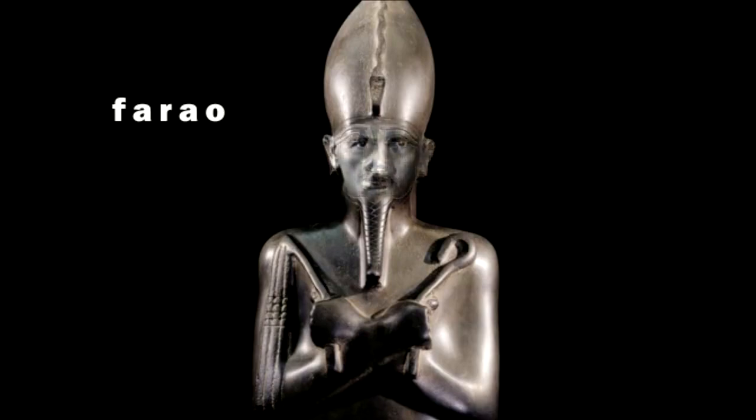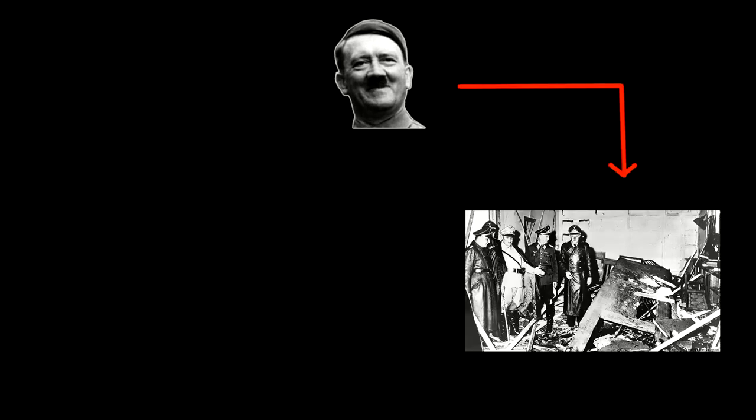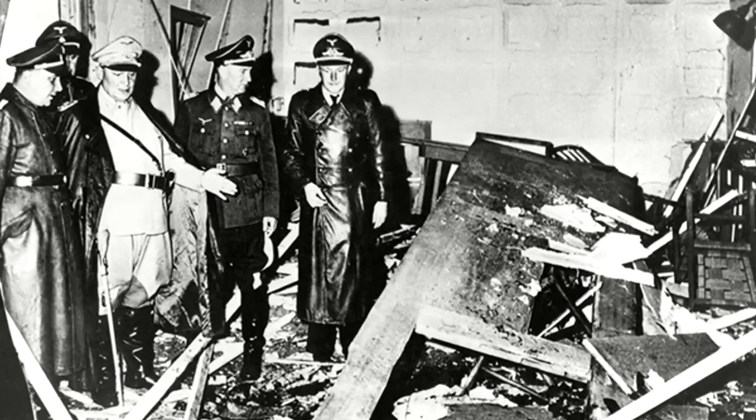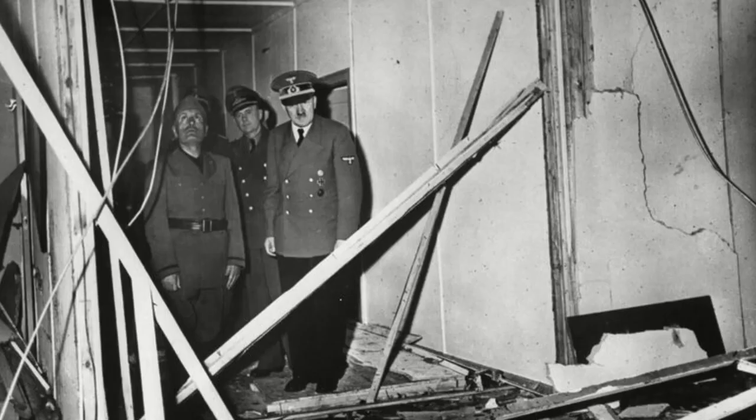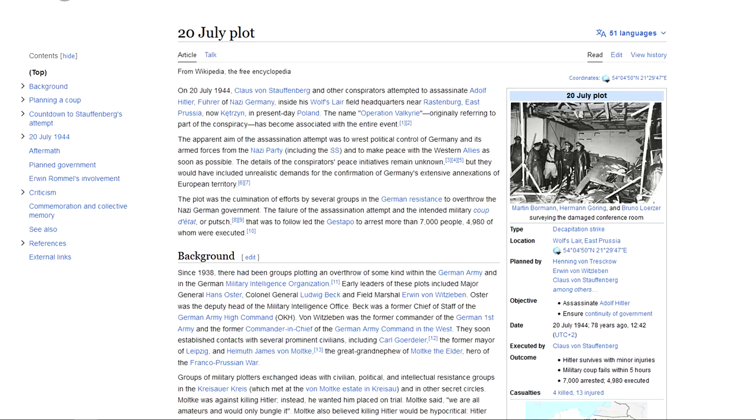How can you defeat the hive mind? You can defeat it by killing the queen. So my guess is that something happened to Hitler. I see two possibilities. Possibility one, Hitler was murdered. If this event took place, my guess is that it happened in the wolf's lair. 20 July.